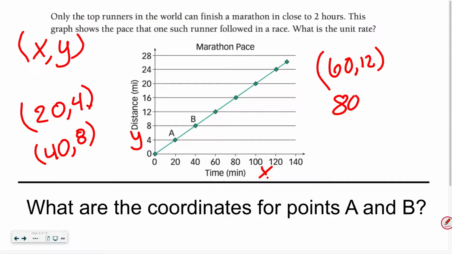Does anyone see any patterns? Because the patterns are where proportional relationships really sink in for a lot of us. Do you see a pattern?